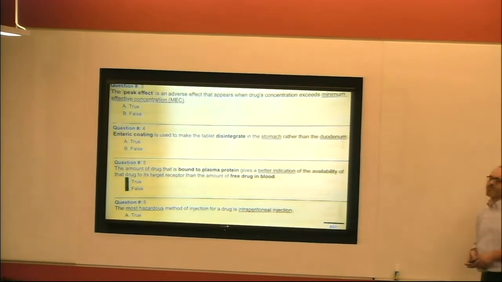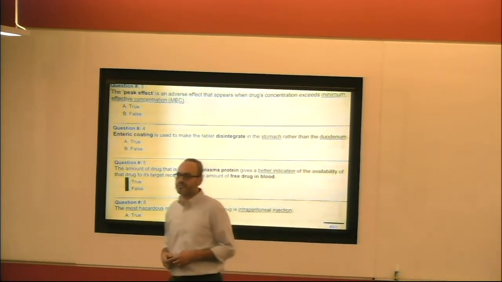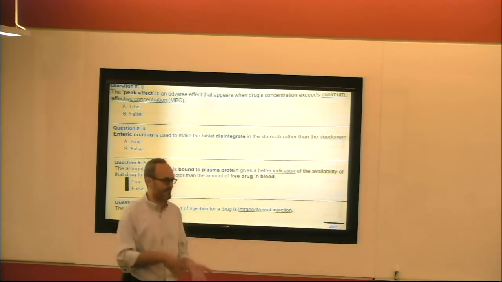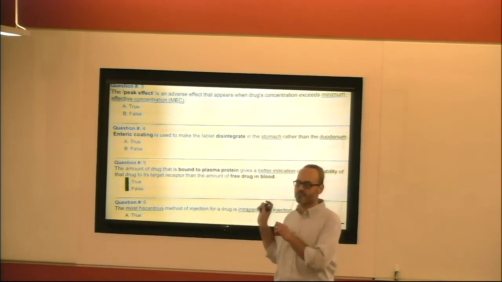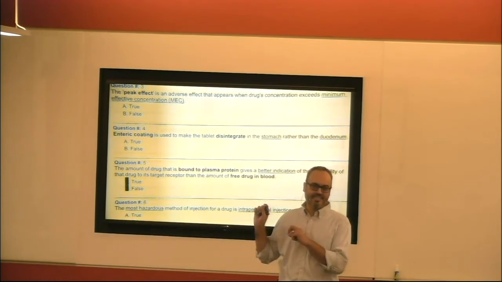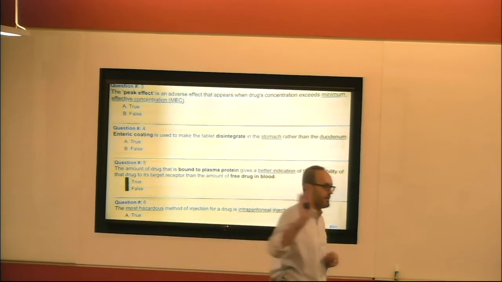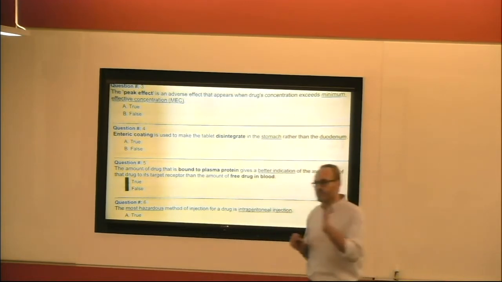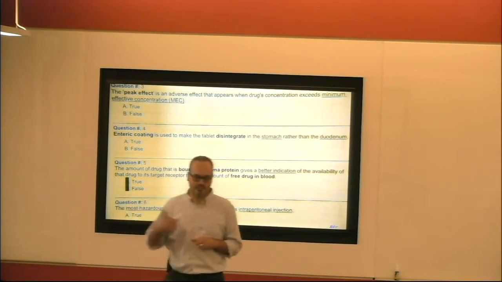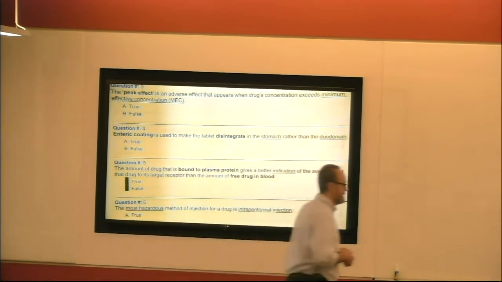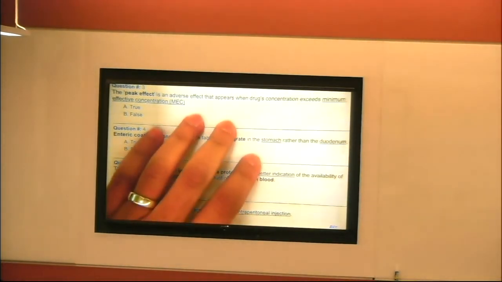Okay, so question number 4. Enteric-coating is used to make the tablet disintegrate in the small intestine, not in the stomach. Okay, I'm sorry, that was a typo. So I will cancel the question. Everybody gets full mark. So I apologize again. It's miscoded. Instead of that, it should be false. I wanted to relieve the stress before we start looking at the questions.